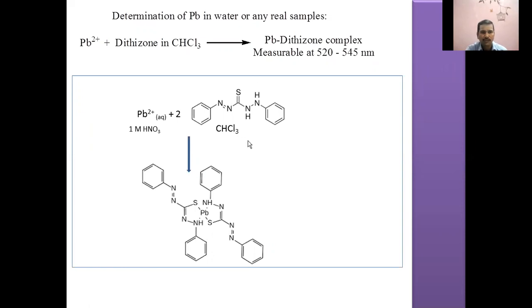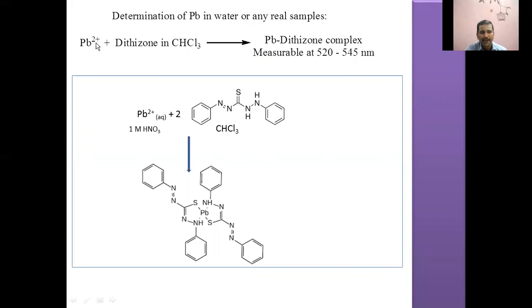One such example I have presented here: determination of lead in polluted water. Usually lead will be present in trace quantity. So we will commonly employ determination of lead by spectrophotometric technique. In spectrophotometry, we utilize a very popular chemical reaction, that is, lead reacts with dithizone, diphenyl thiocarbazone, to form lead dithizone complex. This lead dithizone complex is measurable between 520 and 545 nanometer.